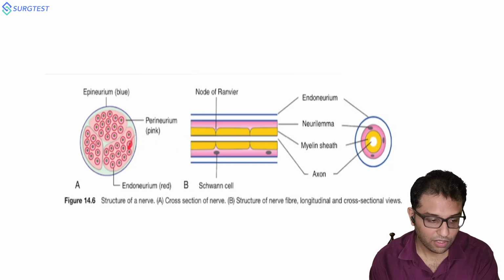What is the structure of a nerve? The nerve is composed of multiple axons. Here you can see each axon is surrounded by one endoneurium, and multiple axons with multiple endoneurium are surrounded by perineurium, which is the pink structure, and two or three bundles of perineurium are surrounded by epineurium. So epineurium is the covering of a nerve. The individual unit of a nerve is the axon, which is covered by endoneurium, and multiple endoneuria are covered by perineurium.